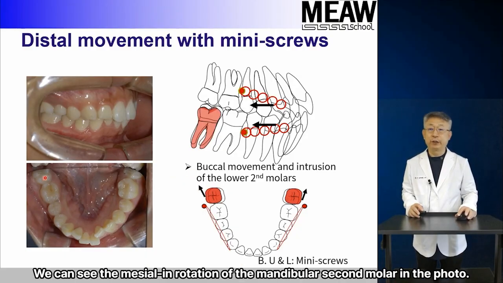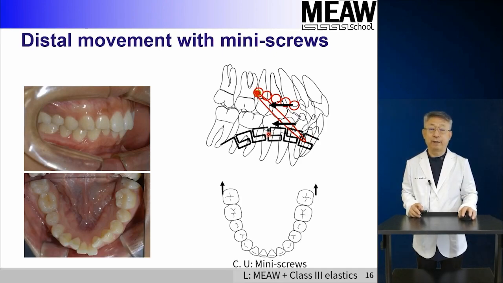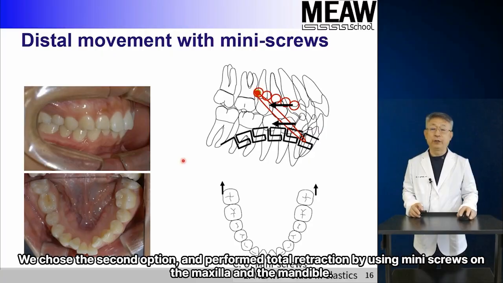We can see the mesial inrotation of the mandibular second molar in the photo. For the third option, to prevent buccal movement of the mandibular second molar, we can use Mio at the mandible and mini screws in the maxilla with class 3 elastics. We chose the second option and performed total retraction by using mini screws on the maxilla and the mandible.